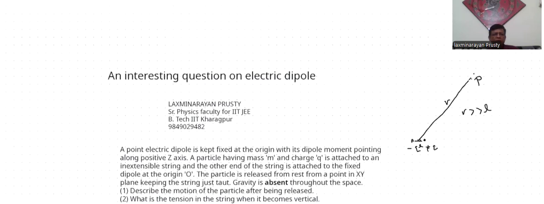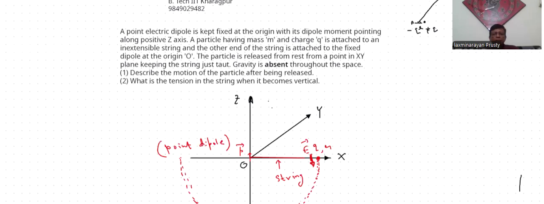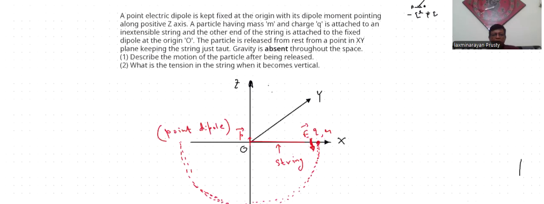So that's what I'm saying. The point electric dipole is kept fixed at the origin, with the dipole moment pointing along the positive z axis. Let me show the diagram. Yes, this is the xy plane, this is the z axis. The point dipole is kept here, and the dipole moment is pointing along the z axis. And this is fixed at the origin.